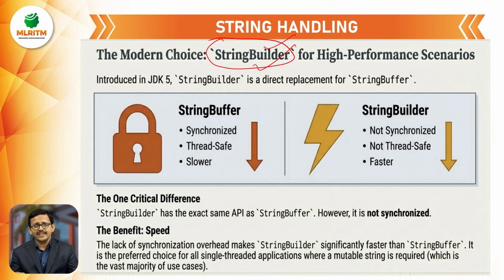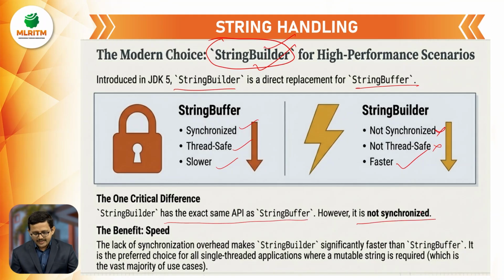Just like the TCP and UDP protocols in computer networks, one is fast because it doesn't have the overhead of acknowledging whether the packet is received or not. The same case we are having here. So StringBuilder is a direct replacement for StringBuffer. StringBuffer is synchronized, thread safe and slower, whereas StringBuilder is not synchronized, so not thread safe, so it is faster. The one critical difference is that StringBuilder has the exact same API as StringBuffer.